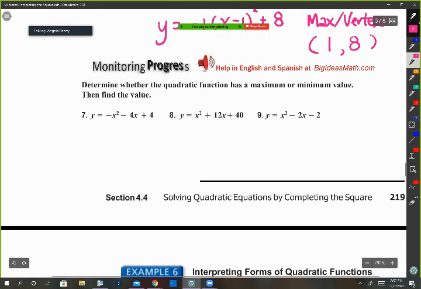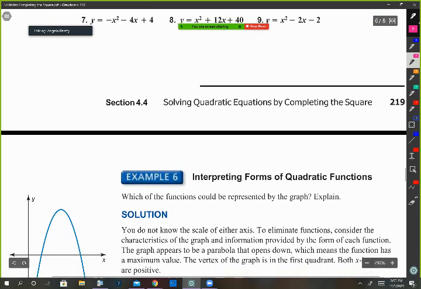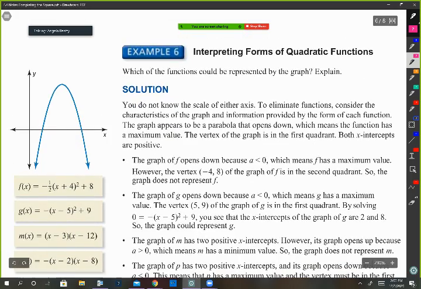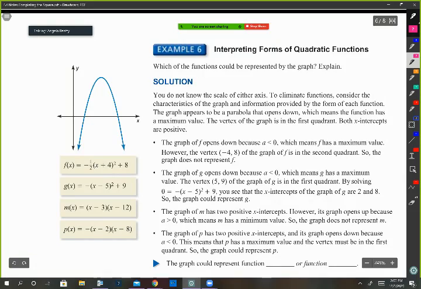Okay, you guys have about 20 minutes. I think that we're going to pause there or be done. The only other thing that you see on your notes is example 6.